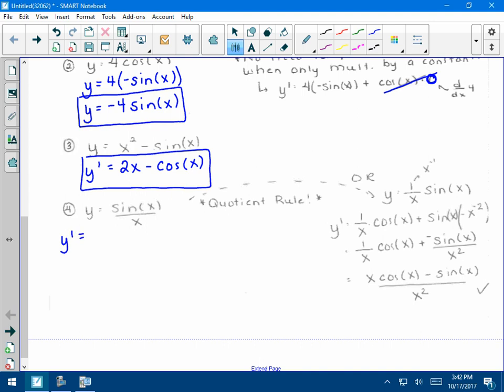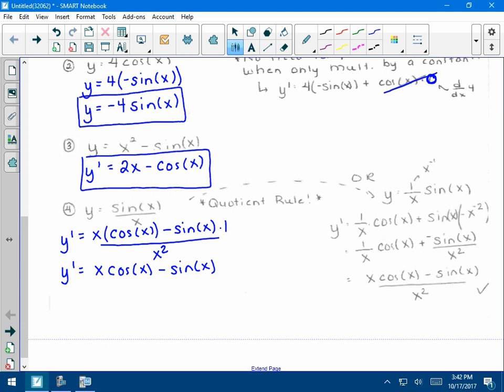So y prime equals the bottom, which is x, times the derivative of the top. The derivative of sine is cosine, minus the top, which is sine of x, times the derivative of the bottom. And the derivative of x is 1, all over the bottom, which is x squared. So I can't really do too much to even clean that up. Y prime is going to be x cosine of x minus sine of x all over x squared.